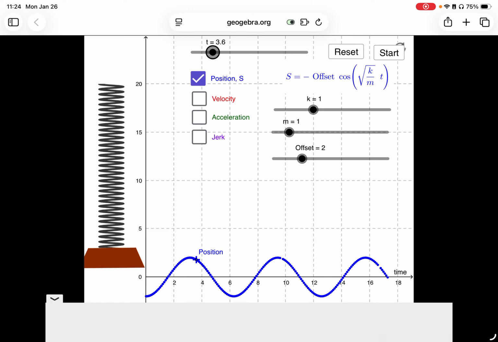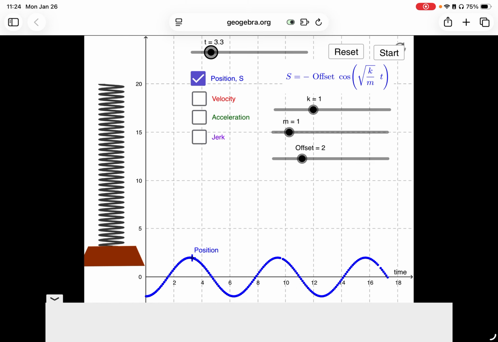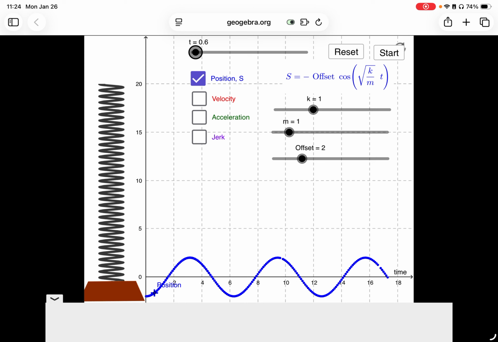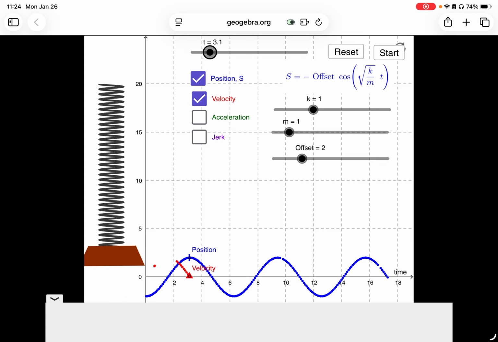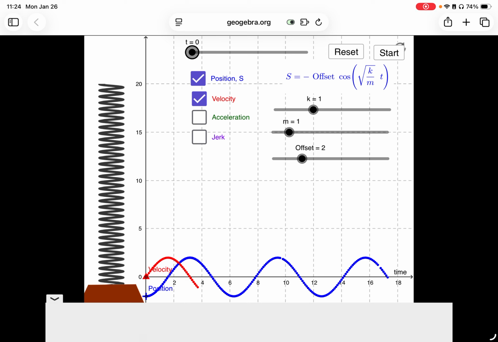Okay, and we know that as well because the velocity is the derivative of position with respect to time, and we know that the derivative of this top part of the curve here is flat, right? So the derivative goes to zero, so the velocity must also go to zero. So if I switch on the velocity here, you can see that indeed at this point where the position is maximum, the velocity is indeed zero. And it actually starts at zero as well.